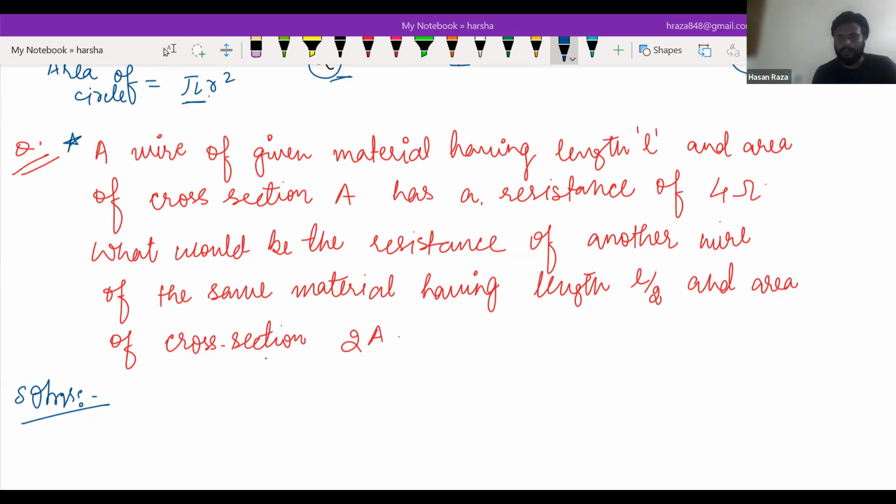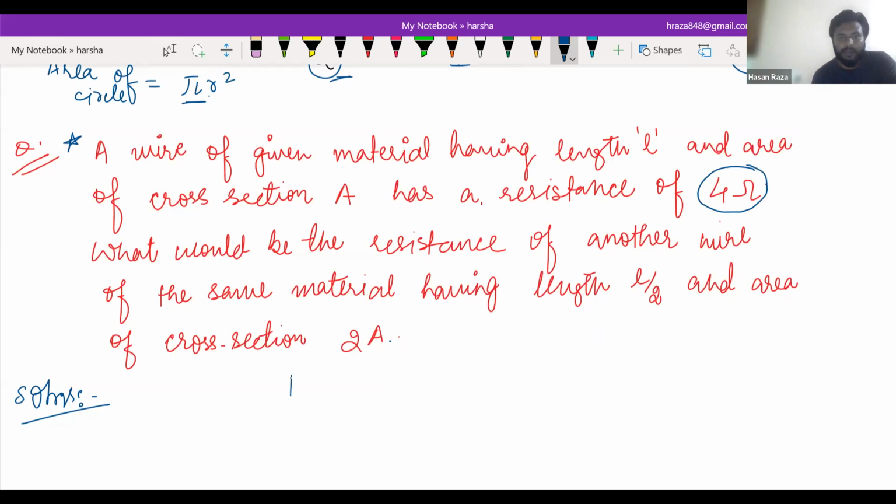Harsha, can you do this or should I do it? Sir, one minute, sir. Okay. Sir, one-fourth times the first wire. No, it's given, so it will be a numerical value.